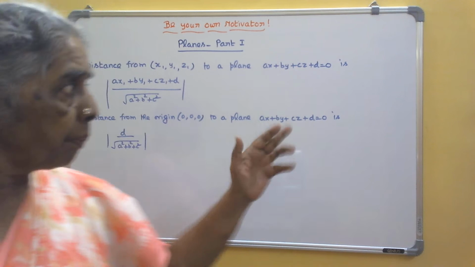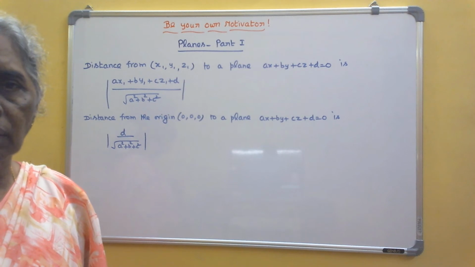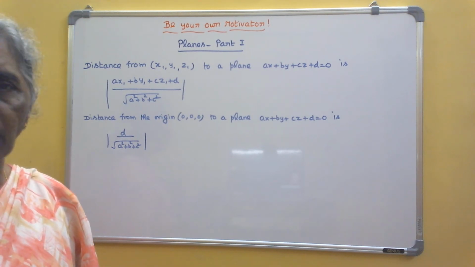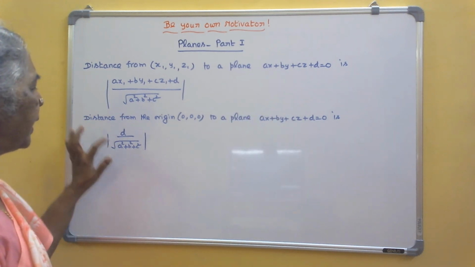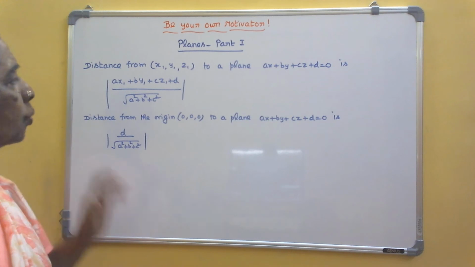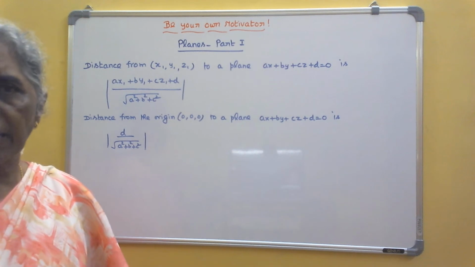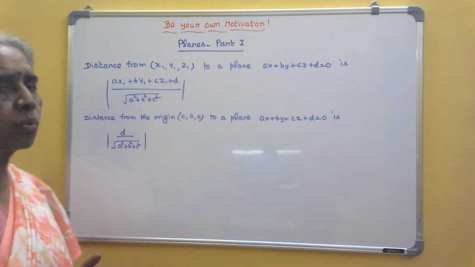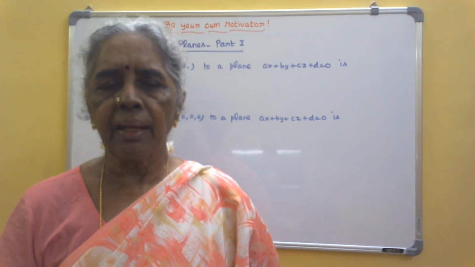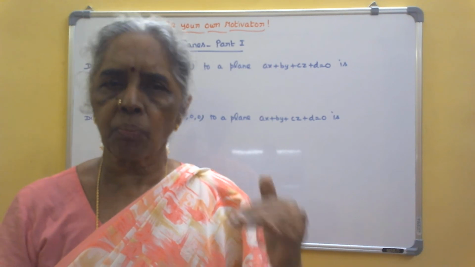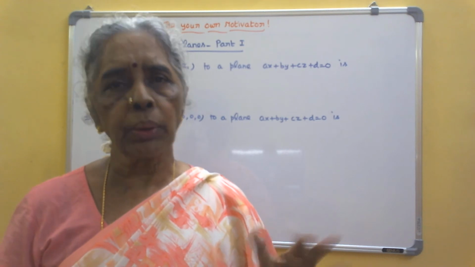Okay. Supposing instead of x1, y1, z1, you want to find the distance from the origin 0, 0, 0 to a plane ax plus by plus cz plus d is equal to 0. It is d by root of a square plus b square plus c square. The reason is the x1, y1, z1 are 0, so these three terms will vanish. So, you will get d by root of a square plus b square plus c square. Actually, this Cartesian format is easy. Generally, you will have two formulae, that is both in vector as well as in Cartesian. I am teaching you whichever is easier to you. You can follow the other one also.